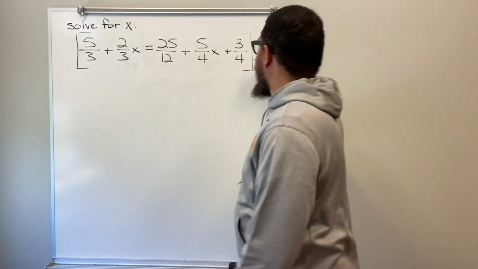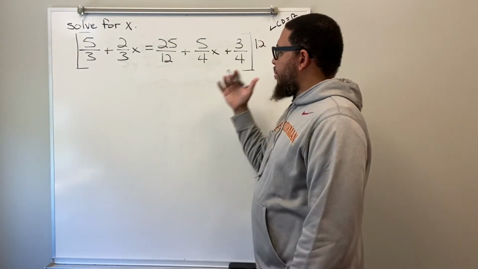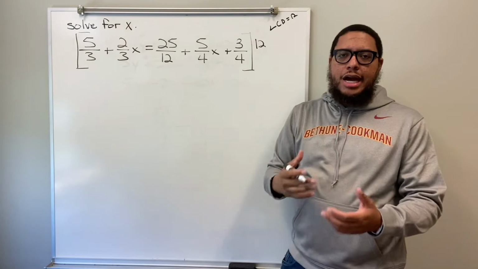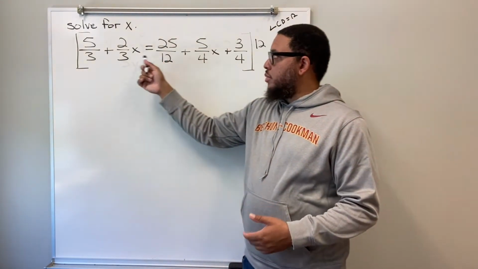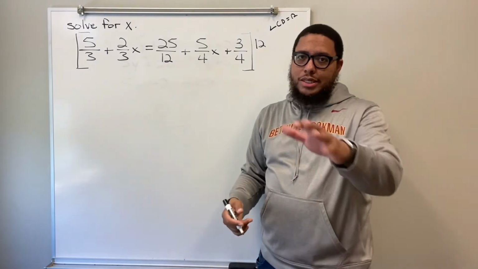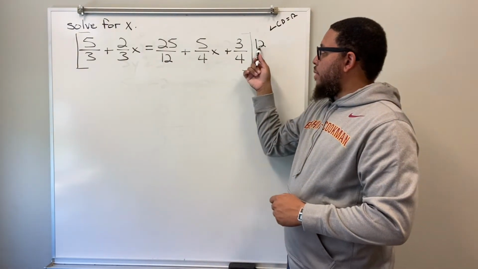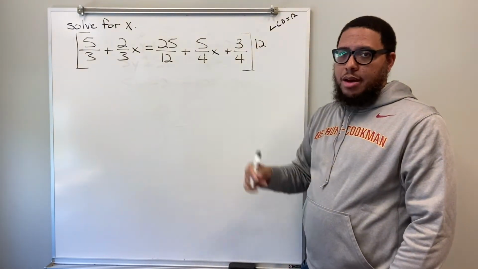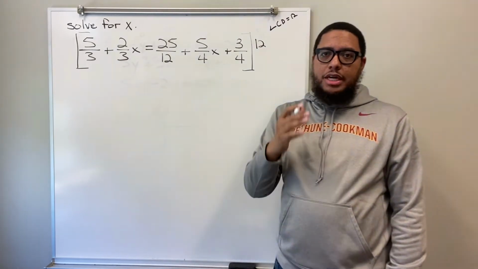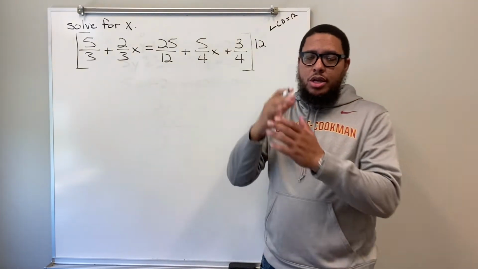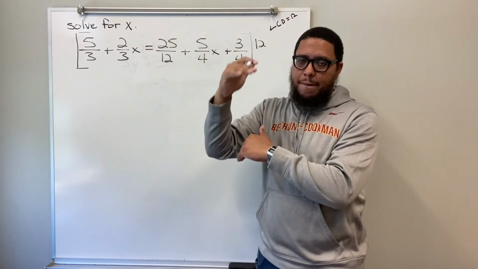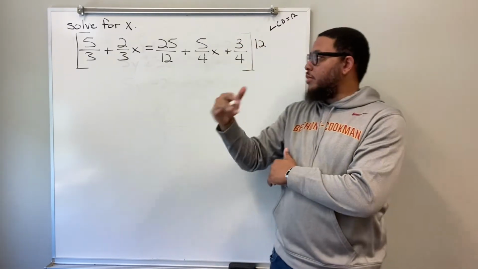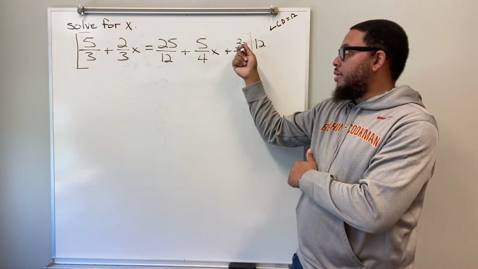And then I write a 12 outside. And then I'm going to proceed to basically, it's kind of like you're applying the distributive property. Every individual term gets multiplied by a whole 12. Now, watch this, right? You do not multiply the 12 by the numerator and the denominator. Do not do that. That is a very common error. The 12 only gets multiplied by the numerator, the top number.